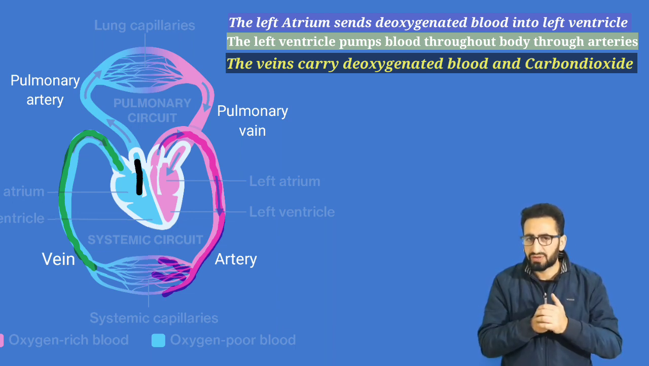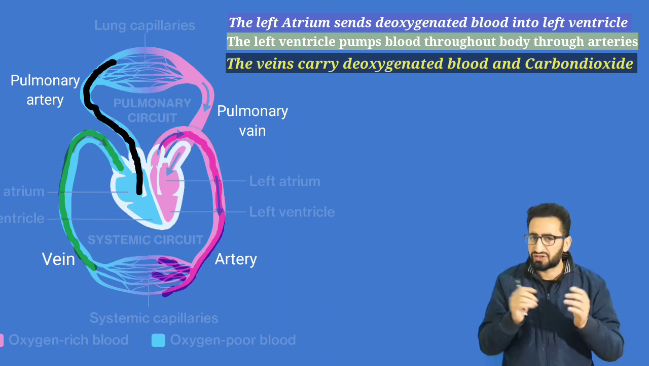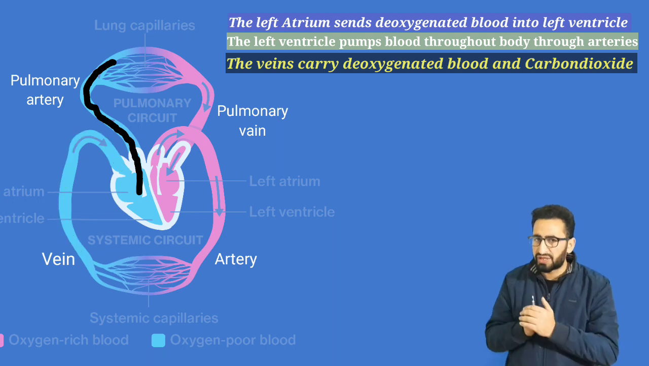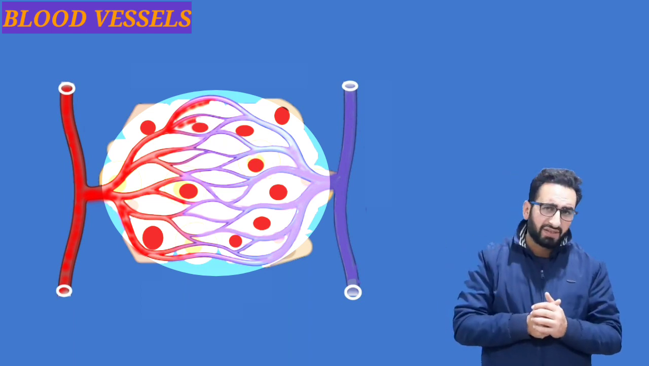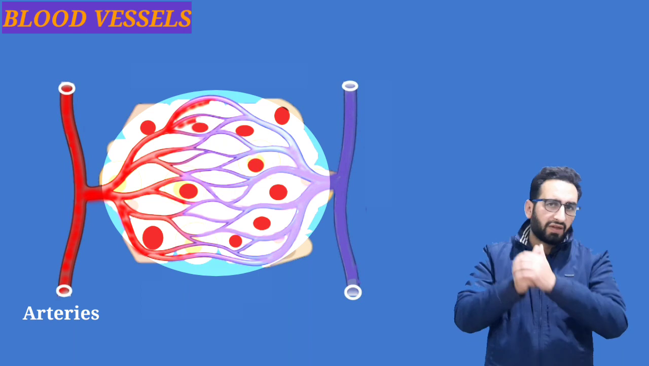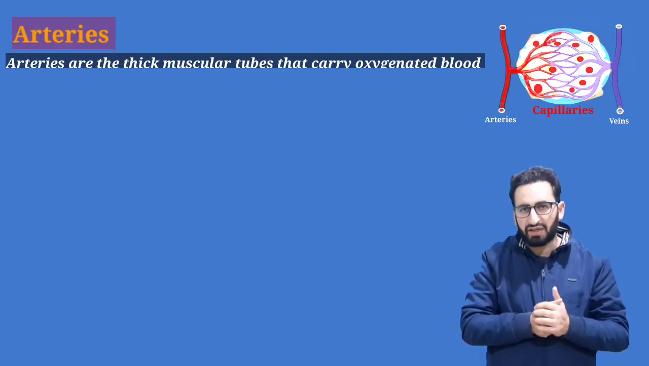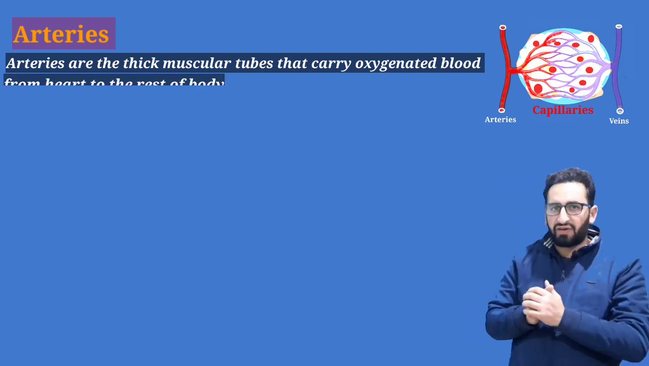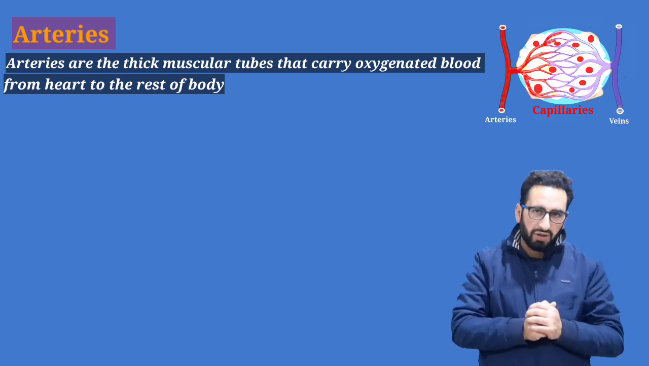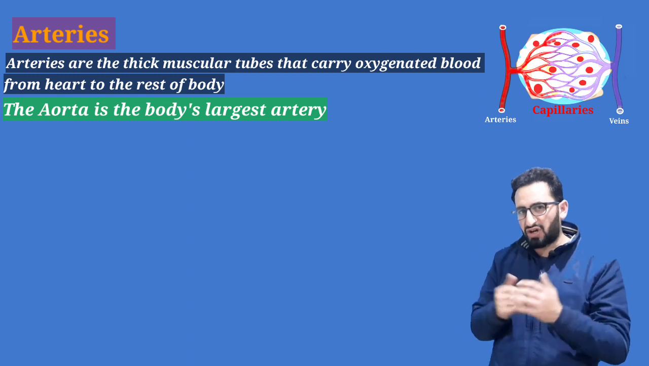The heart then pumps deoxygenated blood into the lungs through the pulmonary artery to get oxygenated. And this completes the pulmonary and the systemic circulation. Let us discuss the blood vessels. There are three main types of blood vessels: the arteries, the veins and the capillaries. The arteries are thick, muscular tubes that carry oxygenated blood from the heart to the rest of the body. The aorta is the body's largest artery.